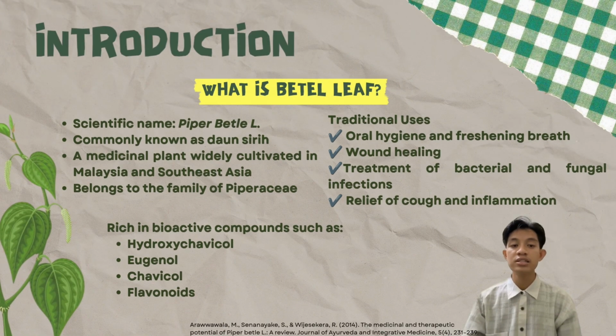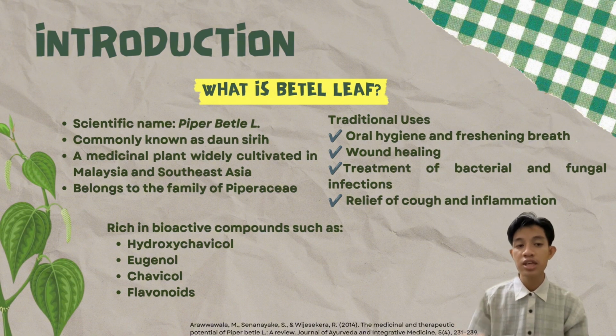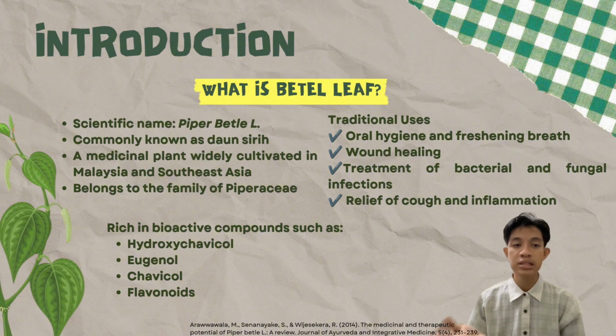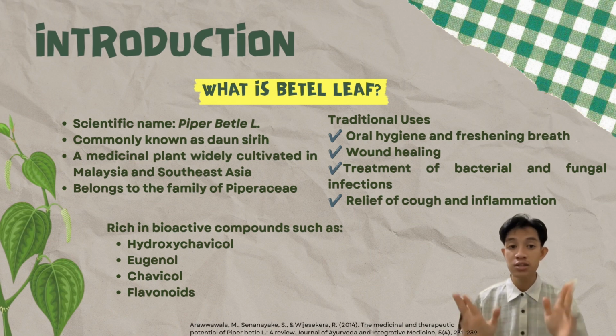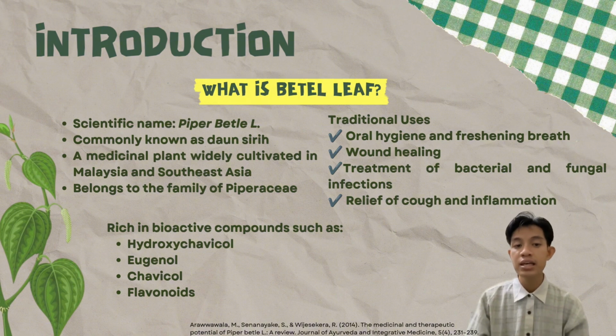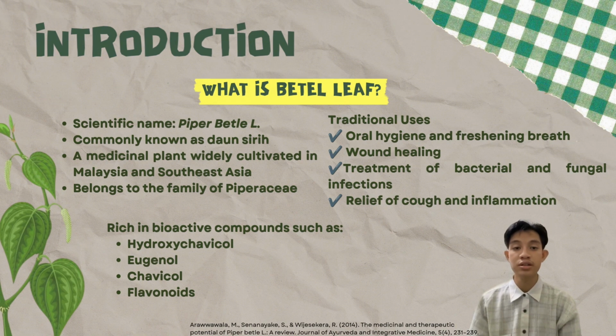First, let us understand what betel leaf is. Betel leaf, scientifically known as Piper betle L., is a medicinal plant that belongs to the Piperaceae family. It is commonly used as a herbal remedy and it's widely cultivated throughout Malaysia and other Southeast Asian countries.